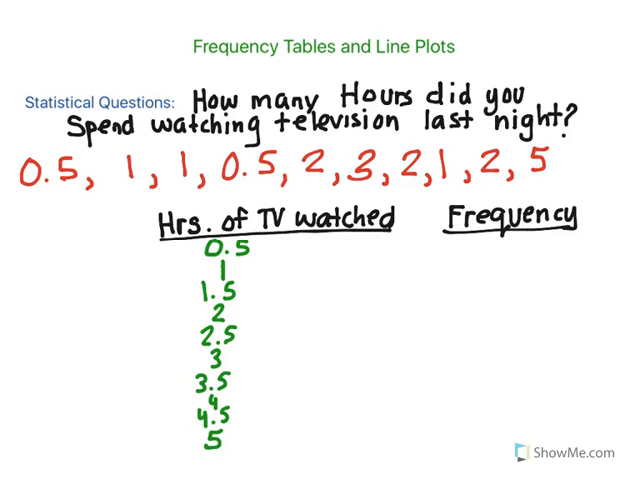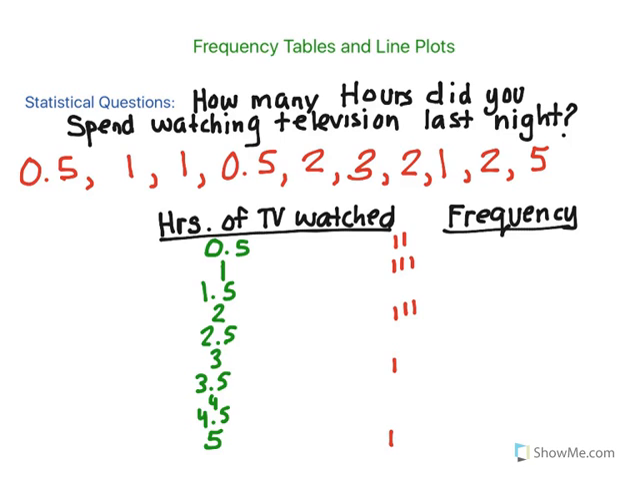So I've created my chart. If I wanted to do tallies, I could. And again, I might even have a column called tallies, but since I didn't include that, I'm just going to do that right now. So I see a 0.5, so that gets a tally. I see a 1, that gets a tally. Another 1, second tally. Another 0.5. I see a 2, I see a 3, I see another 2, another 1, another 2, and then I see a 5.